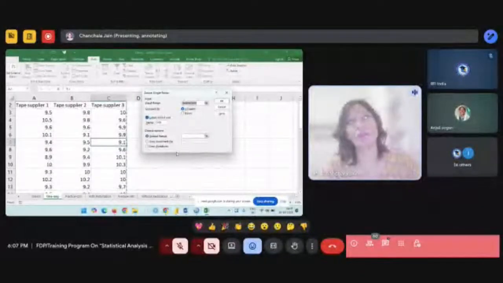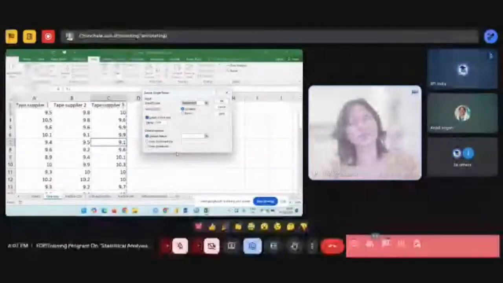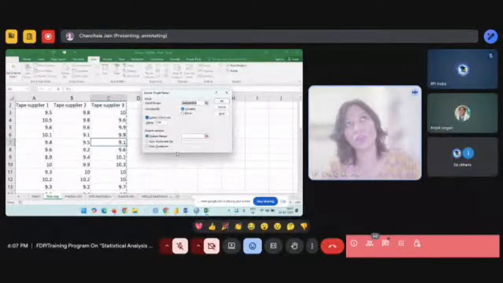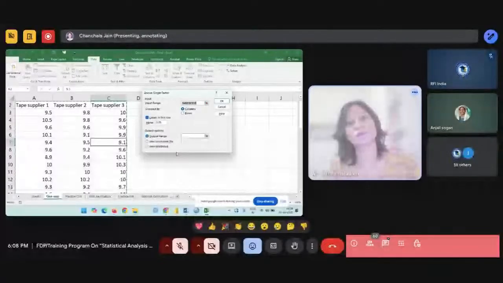Go to the file, then options, then add-ins, then the Go button, then select that checkbox, the first checkbox, and then click on OK. And then tell me, is it now working or not? Have you done the process, ma'am?